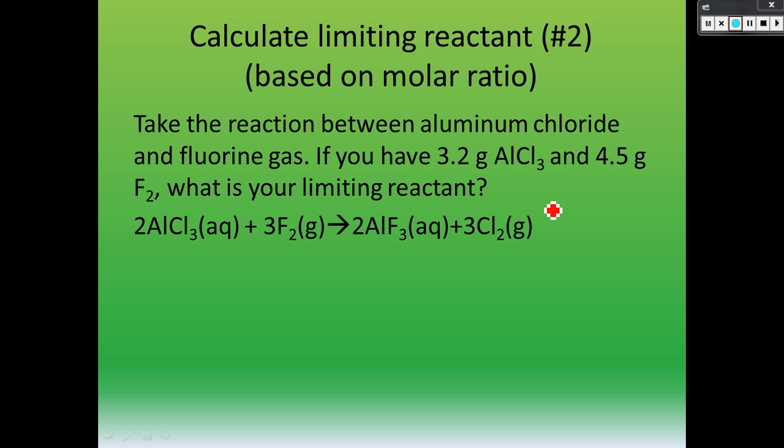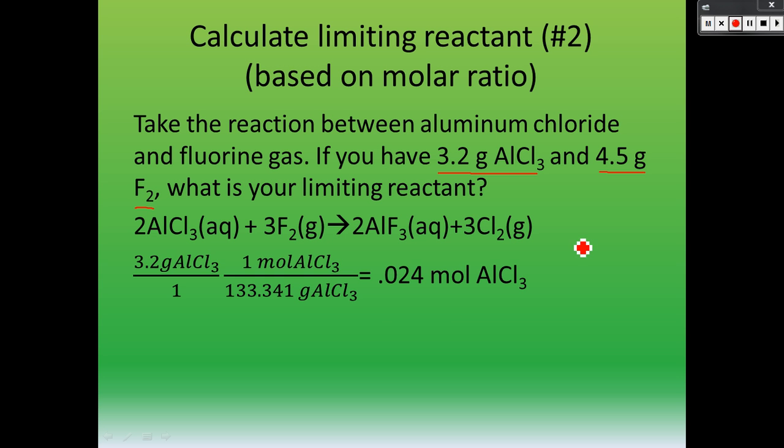Exact same equation as before. In this case, though, we're going to calculate the number of moles of 3.2 grams of aluminum chloride and the number of moles of 4.5 grams of fluorine gas. So that's calculated like this. We would end up with 0.024 moles of aluminum chloride and 0.12 moles of fluorine gas. Now we're not done. In this example, as it turns out, the one with more moles ended up being the one in excess, and the one with less moles ended up being the limiting reactant.